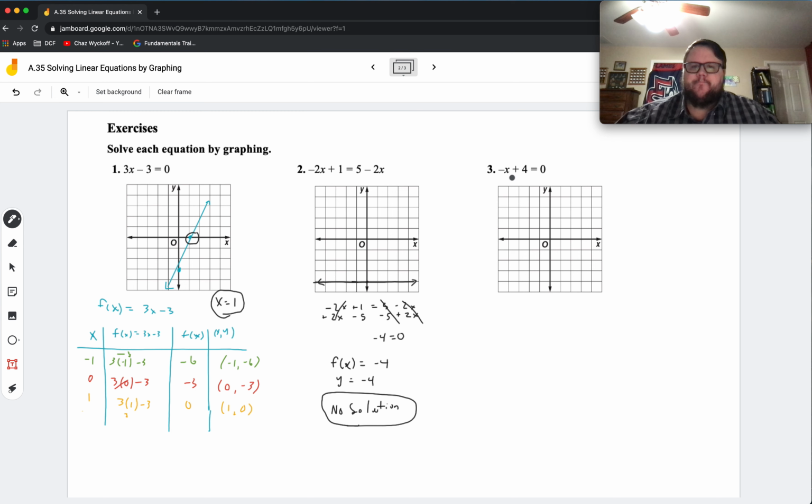Number 3, it's already set equal to 0. So we're going to just go ahead and say f of x equals negative x plus 4. So I'm going to set up my table. F of x equals negative x plus 4. And then we're going to go to f of x, whatever our answer is. And then we have our x comma y.